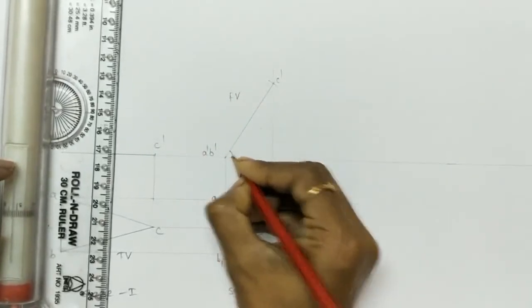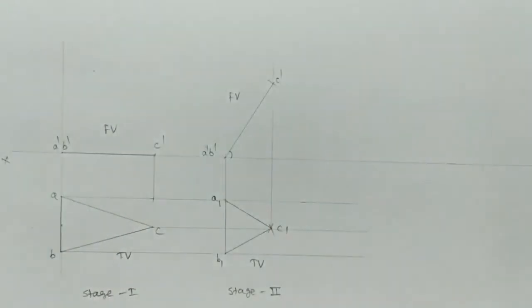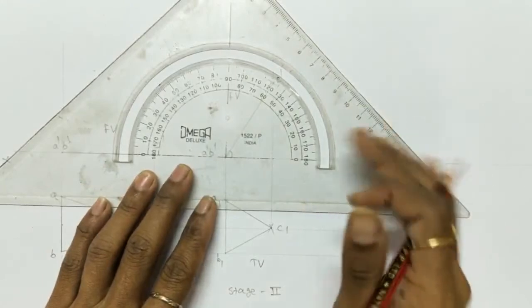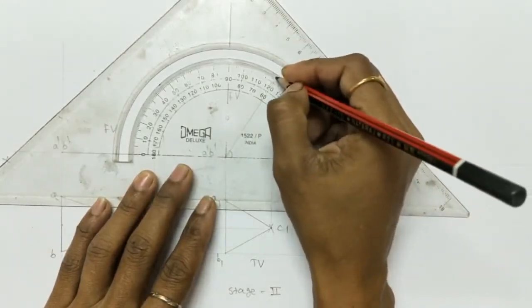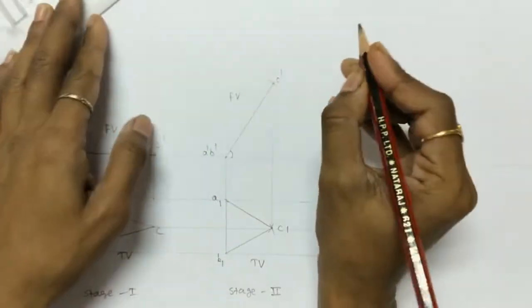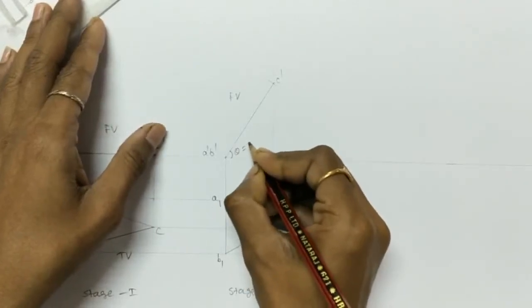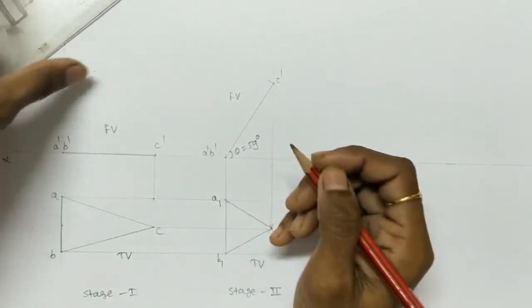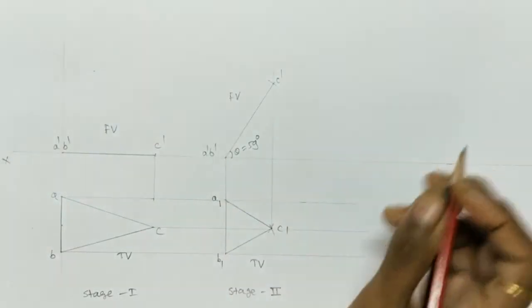Now we have to measure this angle. So you can measure this angle, and this angle is 59 degrees. So theta is equal to 59 degrees. So it is the angle with HP.